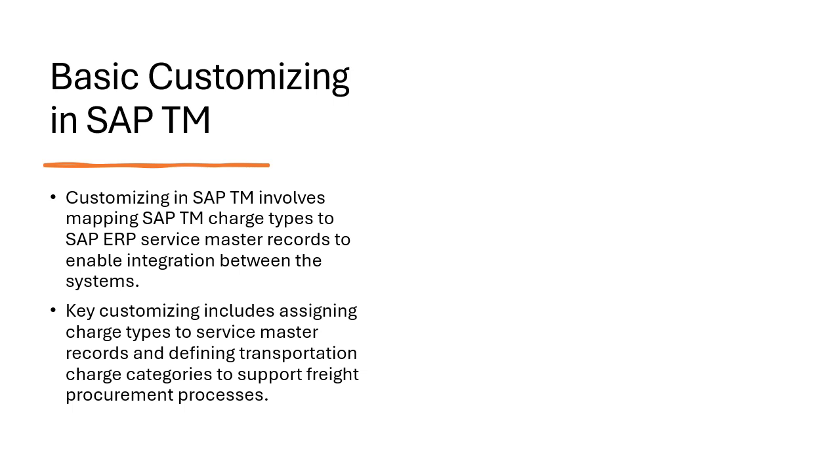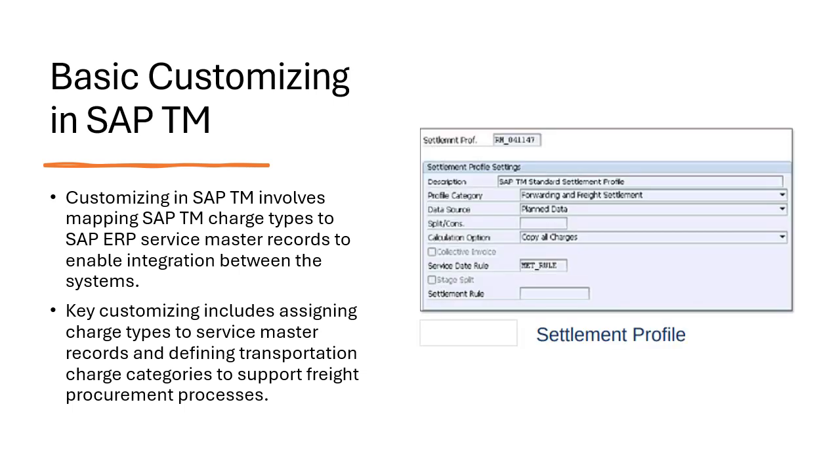Customization settings ensure that charges and settlement processes align with the unique requirements of each business, including Incoterm management and charge resolution profiles. This screen shows the configuration of a settlement profile in SAP TM, which actually governs how forwarding settlement documents behave. It also defines important settings like default settlement behavior, the inclusion of stage splits, and assignment of profiles to charge calculation and organizational unit.